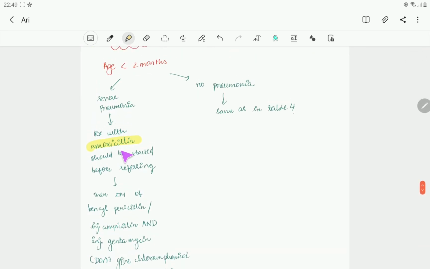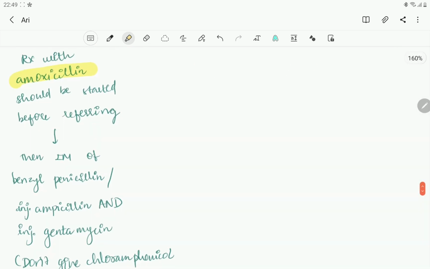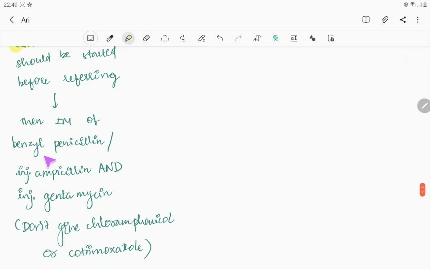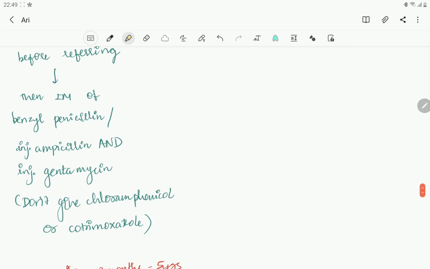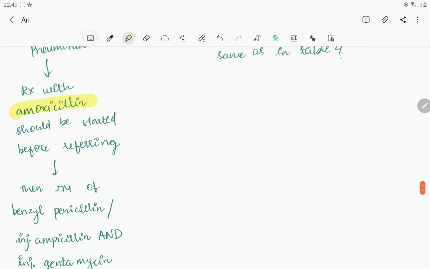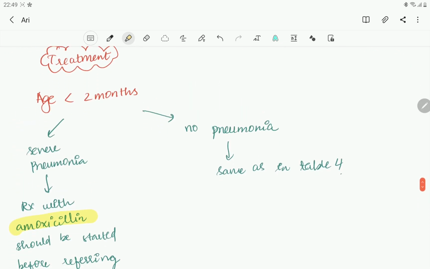All you have to do is, if it is very severe pneumonia, you have to first give amoxicillin because that is the drug of choice right now, as of now, and then you have to refer. And after you refer, after they get there, they'll be getting benzyl penicillin or injection ampicillin plus gentamicin because it will increase the efficacy of ampicillin. And remember that we won't give chloramphenicol or cotrimoxazole for children under 2 months of age.